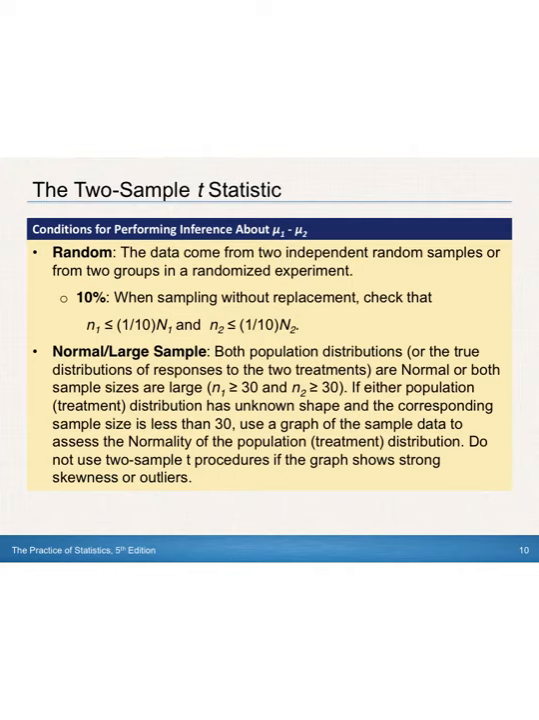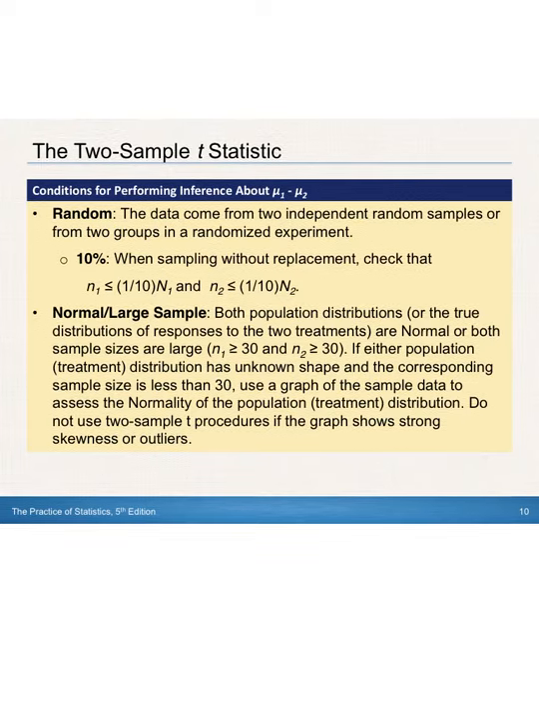So the conditions are the conditions. They have to be met for both samples. That's the key issue. And remember, you are checking the random and 10% to make sure that they are independent. If it's more than 10% of the population, you cannot use the standard deviation formula because they're no longer considered independent. It has to work for both.